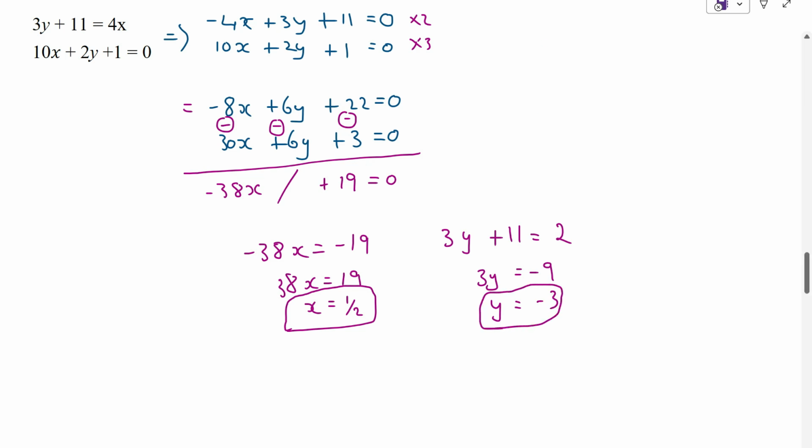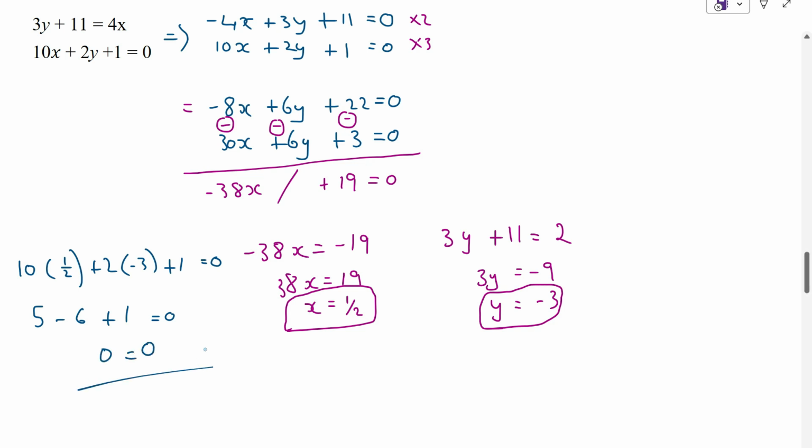Okay, now we've got our values. Last step is to do our check. So we're going to do that with the second equation here. So 10 times by x plus 2y minus 3 plus 1. Now all of this should equal 0 if our values here are correct. So 5 minus 6 plus 1 equals 0. 5 minus 6 is minus 1 plus 1, 0. So we know these two are correct.